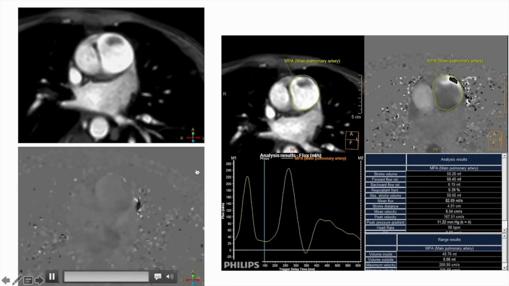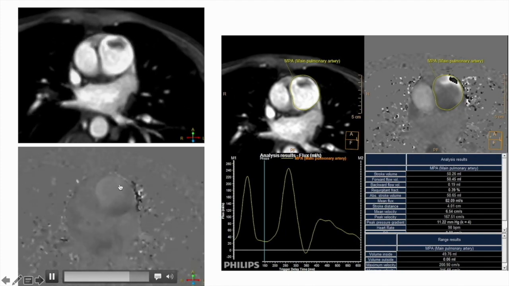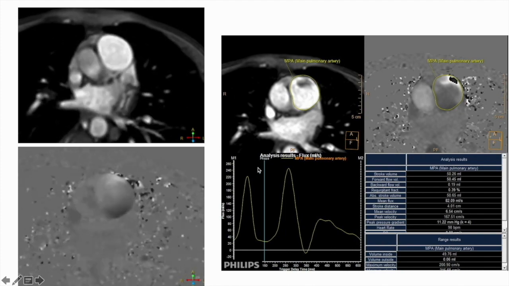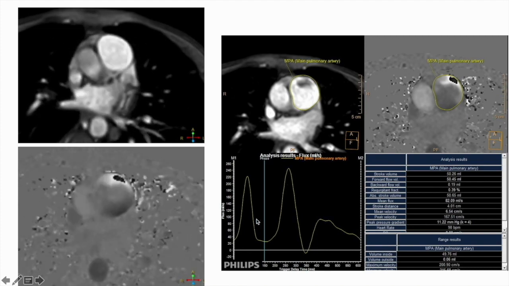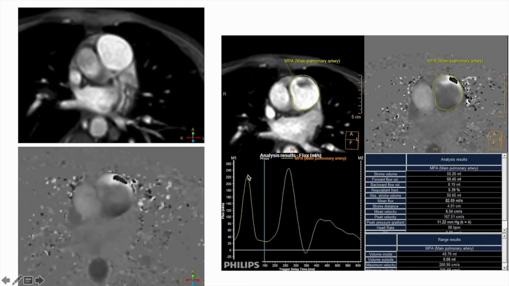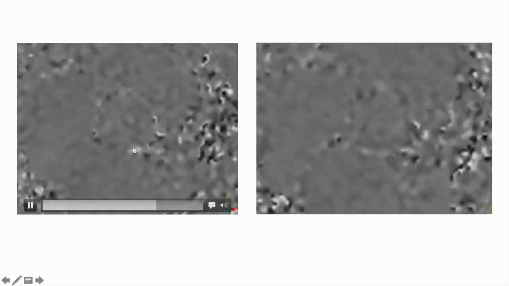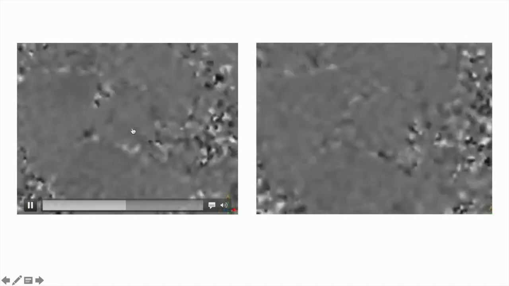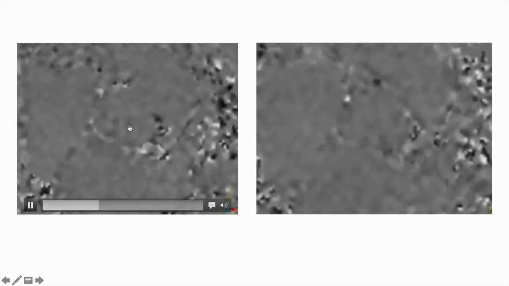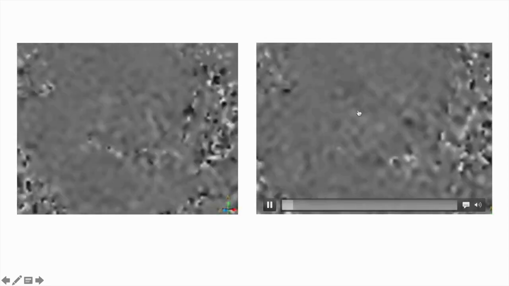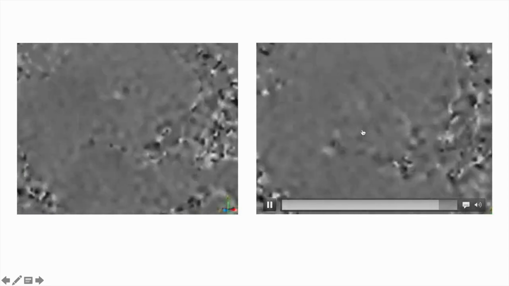This is a flow image of the MPA showing significant aliasing. The flow analysis also shows an abnormal flow curve with spurious flow parameters. This is another flow image of the aortic valve with aortic stenosis showing significant aliasing on the left side. Once the Venc is increased, the aliasing disappears on the right side.